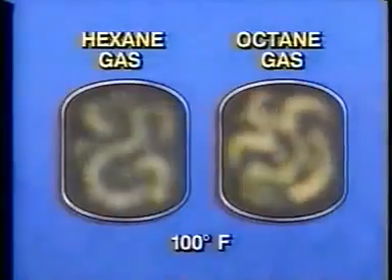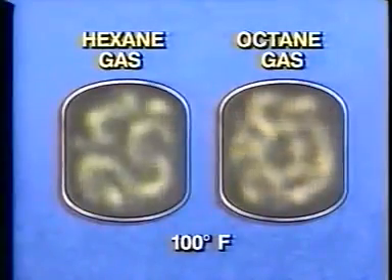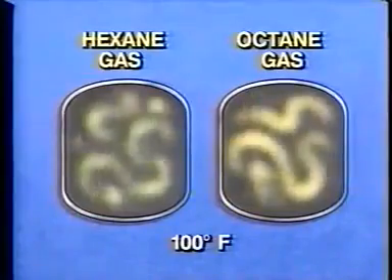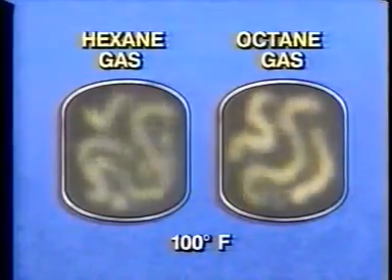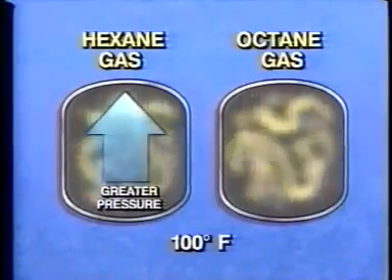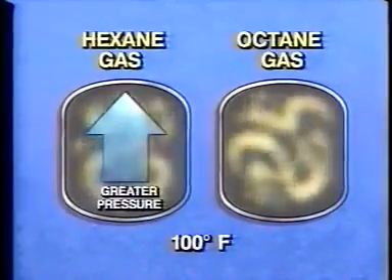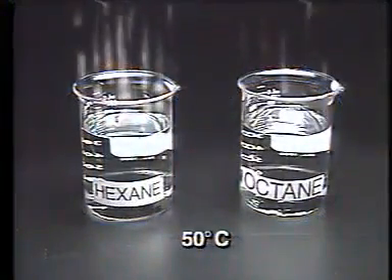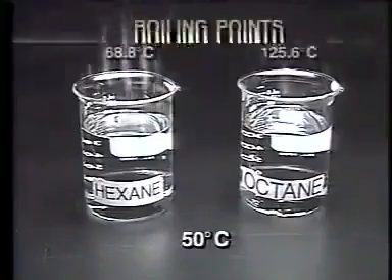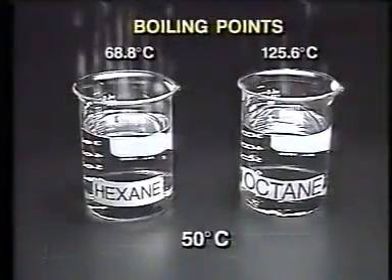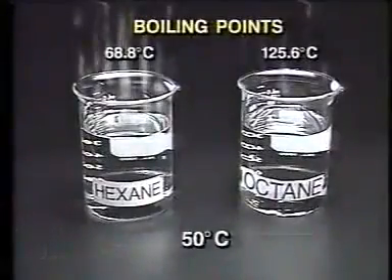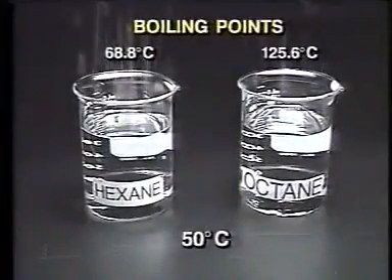If we could compare hexane and octane gas molecules in a closed system at 100 degrees Fahrenheit, we would find that the number of molecules is higher for hexane. This means that the vapor pressure for hexane is greater. This shows that the lighter the hydrocarbon, the greater its vapor pressure. Note also that the lighter the hydrocarbon, the lower its boiling point. Liquids with low boiling points have high vapor pressures.